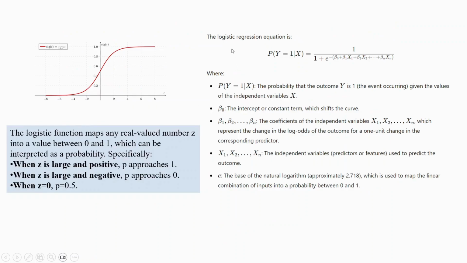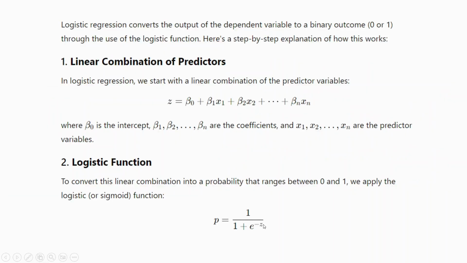So now our logistic regression is P(y equals 1), that is, only for success we are computing the probabilities, equal to 1 upon 1 plus e raised to minus z. It's the same thing. Now we have substituted the value of z, which is this one.